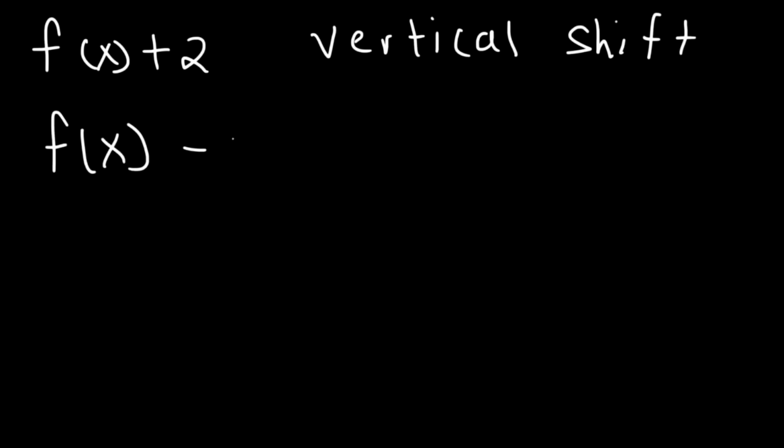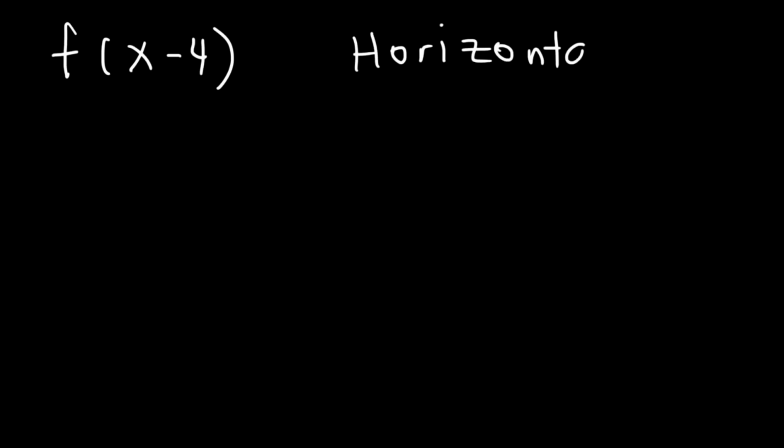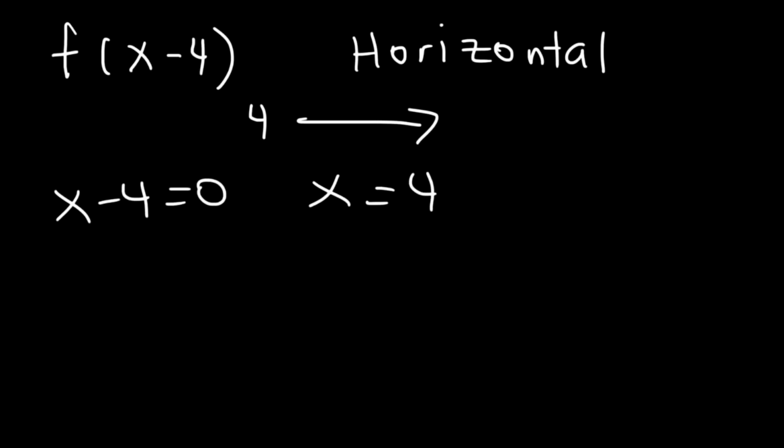Likewise, let's say if you have f of x minus 3, that's a vertical shift down 3 units. Now what about f of x minus 4? This is a horizontal shift. Do you think it shifts 4 units to the left or to the right? It turns out that this shift is 4 units to the right. If you set x minus 4 equal to 0, x will equal 4. So it doesn't shift to the left 4 units, but it shifts to the right.